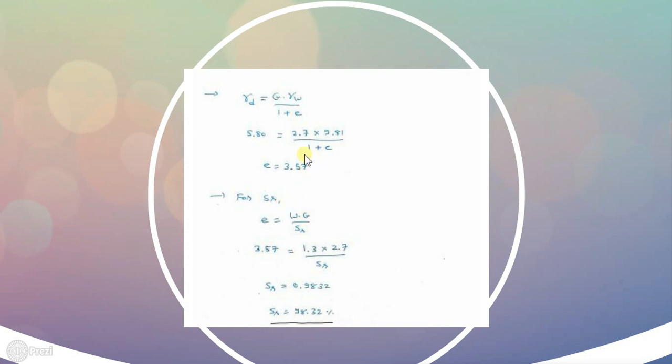Let us go next. S R. For S R, I'll use void ratio again. e is equal to W into G upon S R. Here, I have only one remaining quantity, S R. I have put e value as well as W and G. I got S R as 0.9832, and in percentage S R is equal to 98.32%. Generally degree of saturation is in percentages, so I will write the answer in percentage.